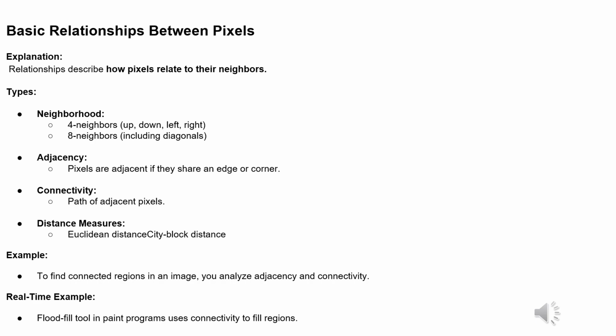In case of adjacency relationship, pixels are adjacent if they share an edge or a corner. In case of connectivity, the path of the adjacent pixels defines the relationship between the pixels. Another relationship given by distance measures is Euclidean distance, city block distance measure between the two pixels.